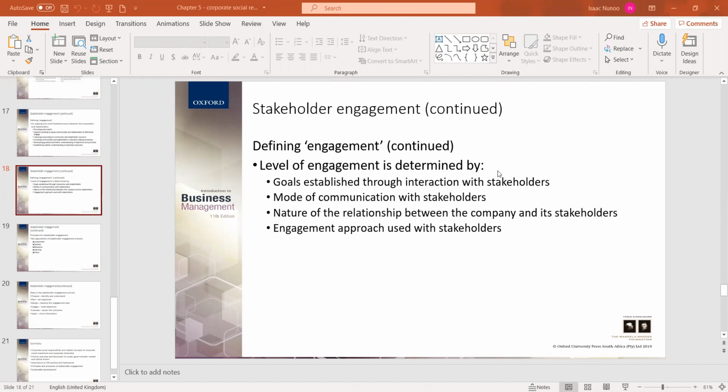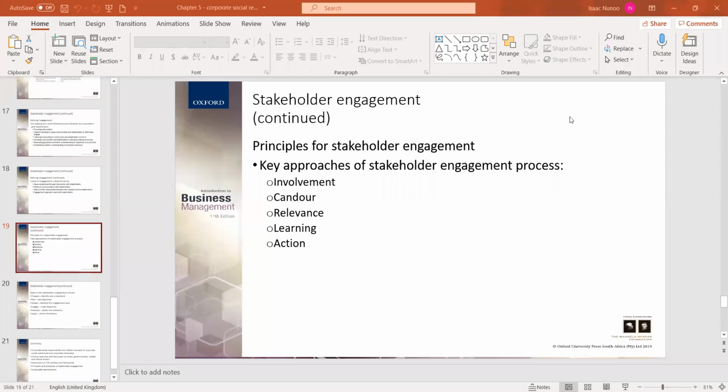In terms of your engagement with stakeholders, the nature of the relationship between the company and its stakeholders, you should always make sure that you have a good relationship and engagement approach with the stakeholders. We have a lot of engagement approaches, and we are soon going to talk about them.